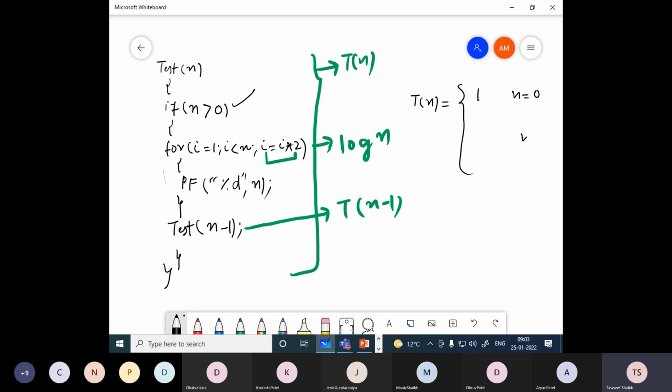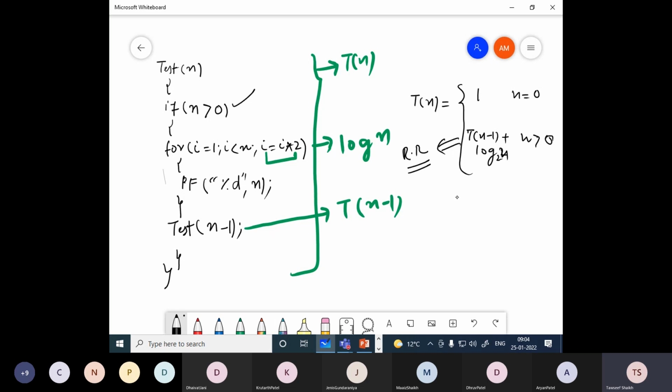But if n is greater than 0, which means this whole program segment will be executed, its time will be equal to T of n minus 1 plus the time of the for loop, which is log of n to the base 2. So this will be the recurrence relation of this program segment.